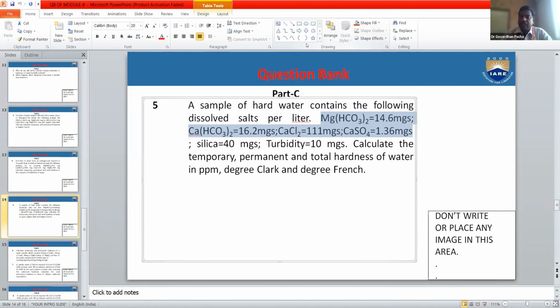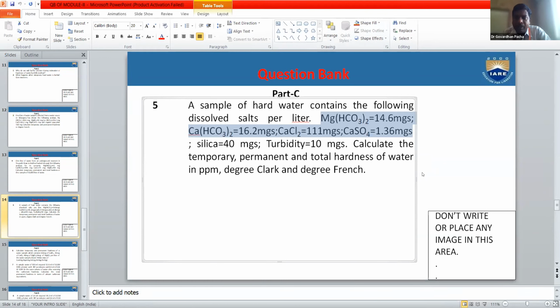But they ask for the Clark degree and French degree. Now the ppm hardness is converted into a Clark degree and a French degree by using the interconversion of units of hardness of water.